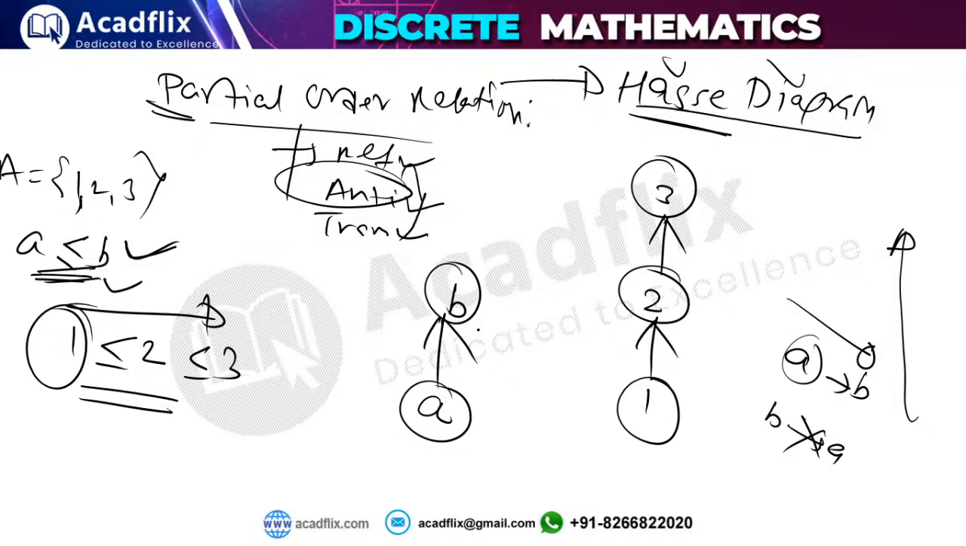Okay, so that's why whenever we have A is related to B, then we will put them like this. A will be on the bottom level, B will be on the top level. This is how we will put them. Okay, so this is our hash diagram.